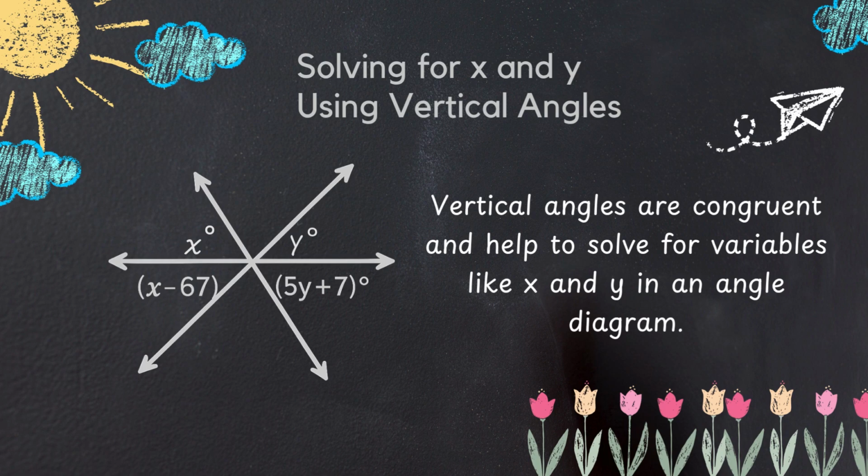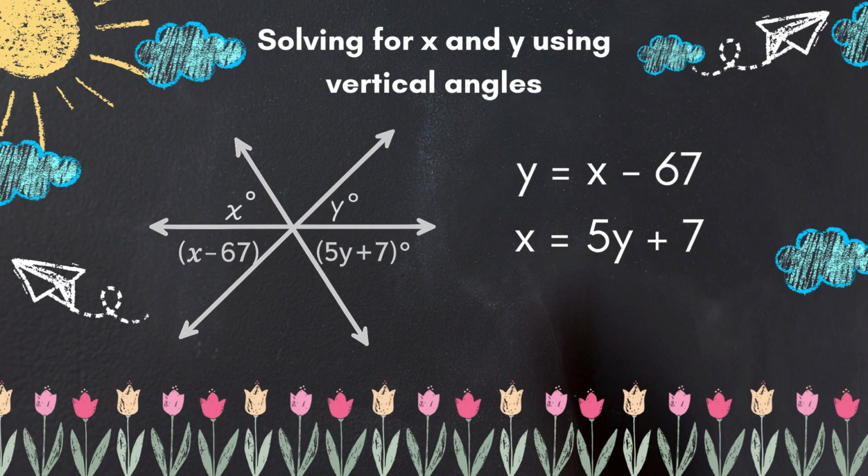So what are vertical angles? Vertical angles are congruent, meaning that they are equal to each other and help to solve for variables like x and y in an angle diagram. To solve this equation, we will need to set y equal to x minus 67 and x equal to 5y plus 7 because vertical angles are equal to each other.